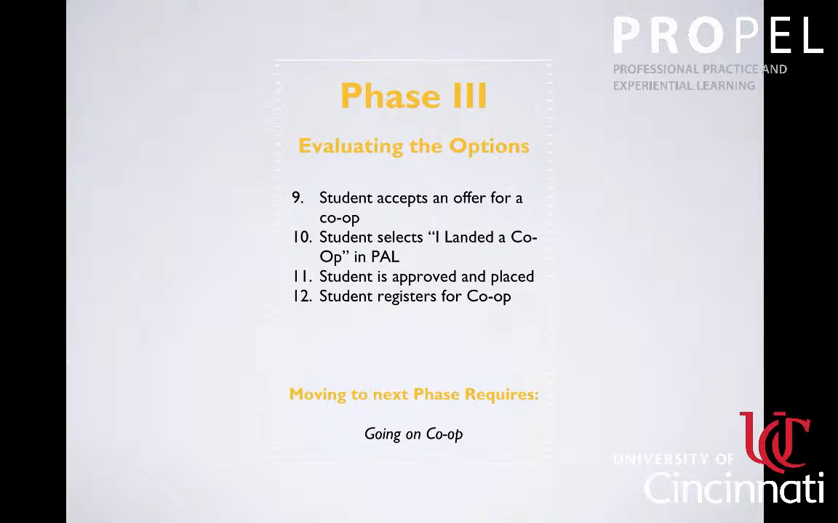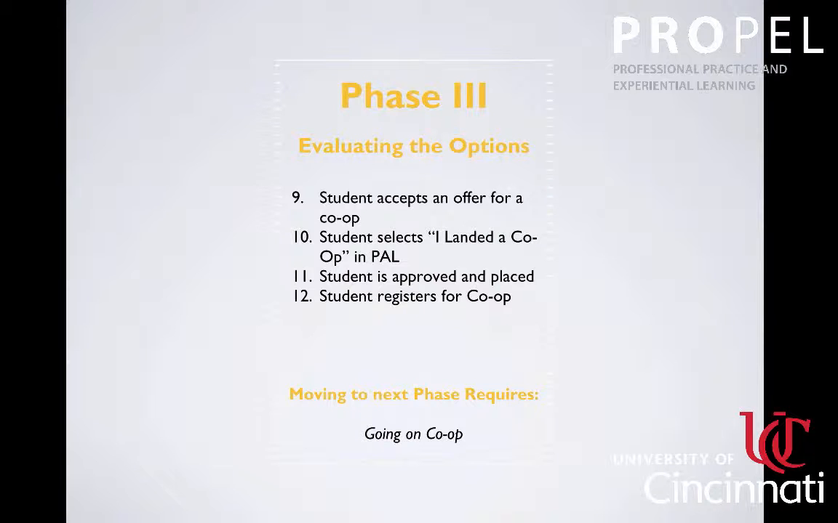You can't miss it. That triggers a system where the advisor goes in and approves that placement, which also goes to the employer. So if you logged into the wrong job, an employer will notify us that that was an inaccurate selection or what have you. But for the most part, everyone gets notified. You get an email saying you've landed a co-op. It's fantastic. Everyone's excited. And then you register for co-op through the university's systems.